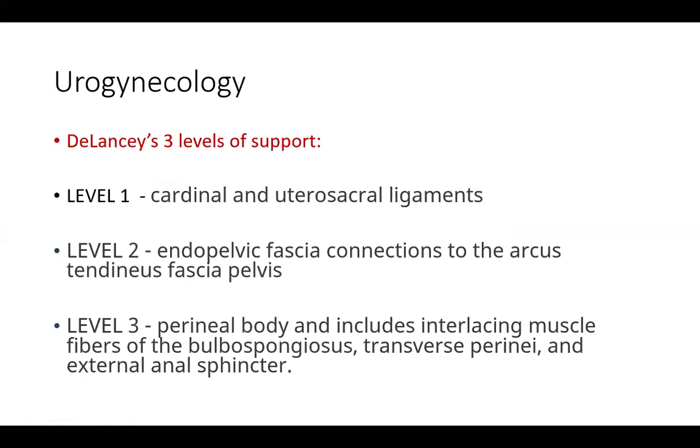Urogynecology, I have tried to simplify because many have asked me, it is difficult to understand and learn. So DeLancey's 3 levels of support. You should start with this. Level 1 is cardinal and uterosacral ligaments, and level 2 is endopelvic fascia connections to the arcus tendineus fasciae pelvis, which forms attachments between the vagina and the levator ani laterally. Level 3 is the perineal body, and it also includes the interlacing muscle fibers of bulbospongiosus, transverse perinei, and external anal sphincter. So these are the 3 levels. First ligaments, second fascia, third is the perineal body and muscles.